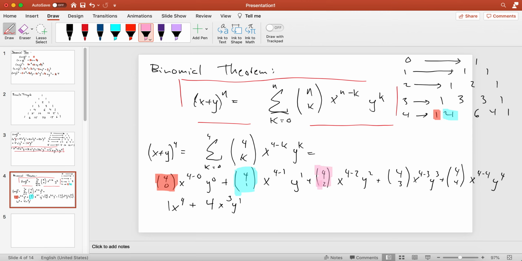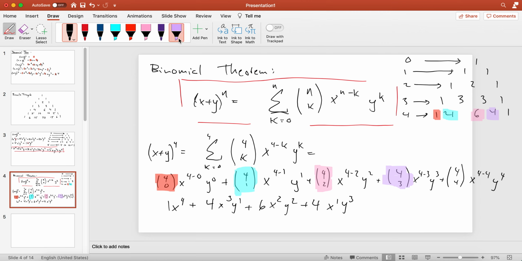4 choose 2 is going to be 6, x squared y squared. 4 choose 3 is actually going to be 4. So this is x to the 1, y cubed.